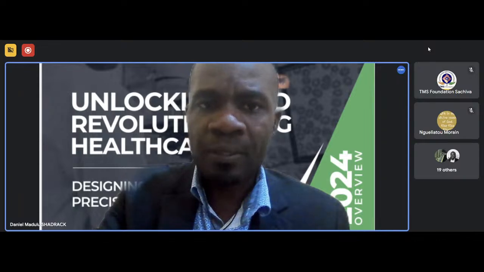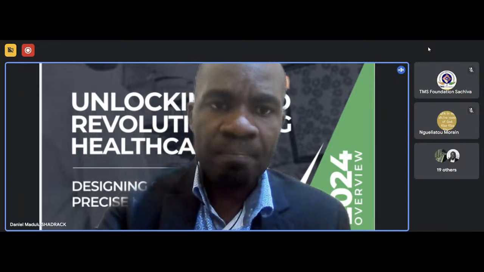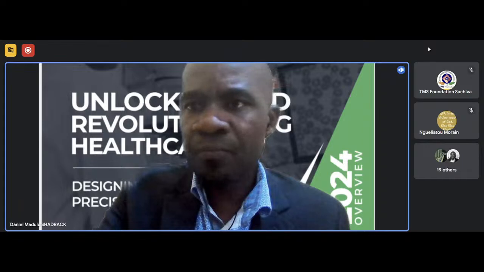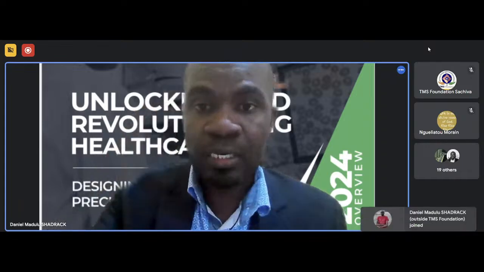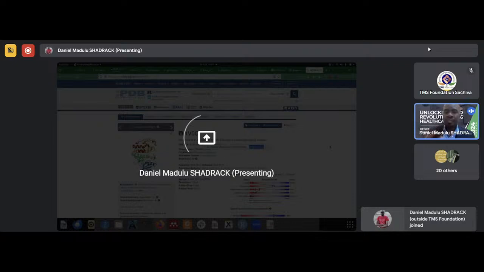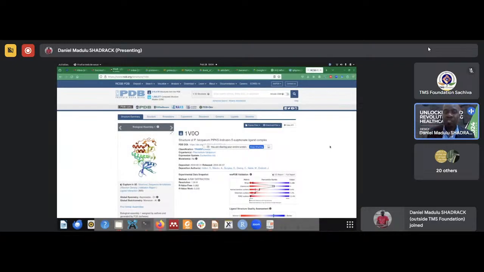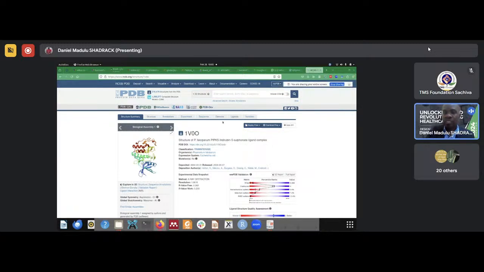I will show you another window. Maybe I will show you my screen here. And this is the thing. Normally, some of the proteins are stored in a database, the Research Collaboratory for Structural Bioinformatics, the RCSB PDB database. This is a collection of many proteins that people share collaboratively.